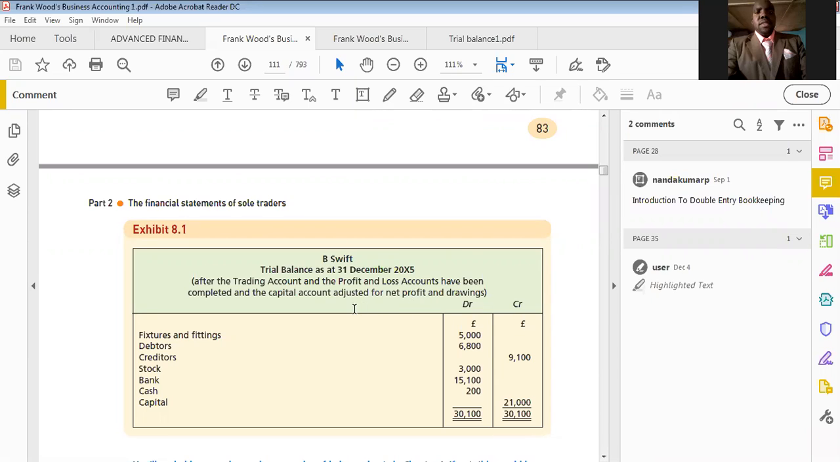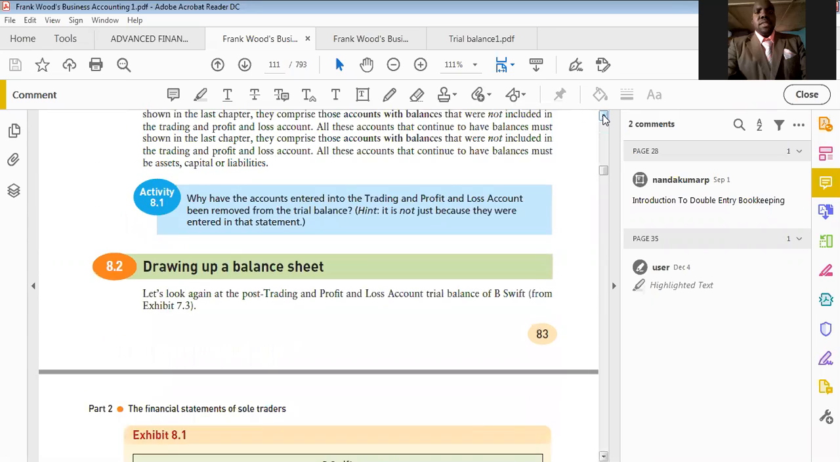So you see, again, this is the trial balance as at December 31, 2005 after the trading and profit and loss account has been completed and the capital account adjusted for the what? Net profit and drawings, which we did previously. All right, let me go up.